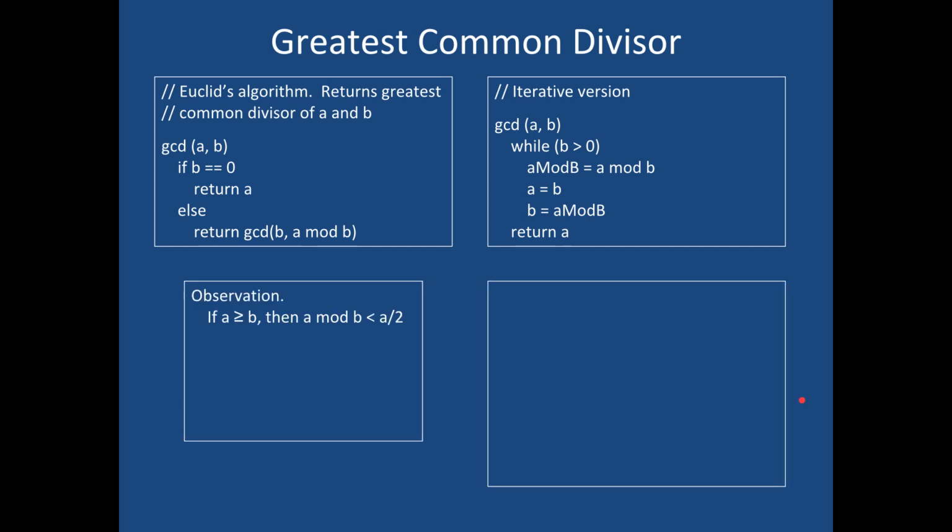Now let's go to the complexity of the GCD algorithm. Let's see how bad that is. Here's my observation. I claim that if A is greater than or equal to B, then A mod B is less than A divided by 2. I want you to think about that for a second. Do you believe it? Let's take 7 and 3. 7 is greater than or equal to 3. Is 7 mod 3 less than 7 divided by 2? What is 7 mod 3? 1. And that's less than half of A. So it worked out there.